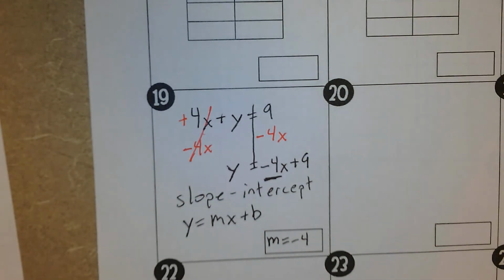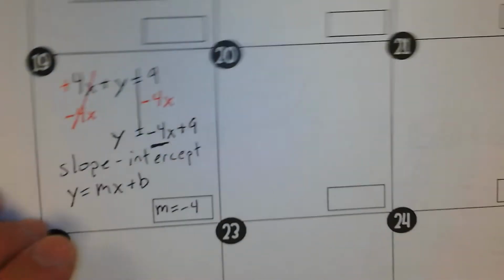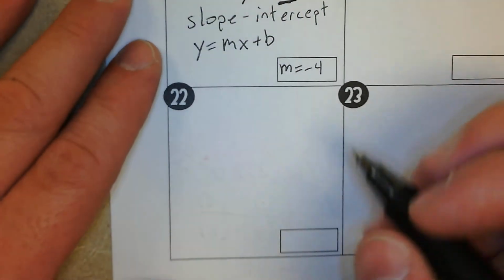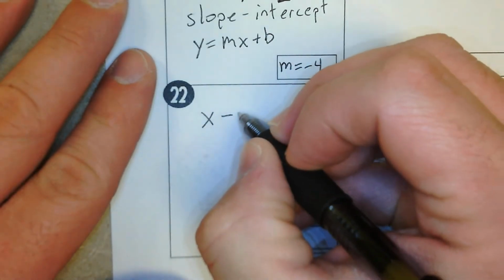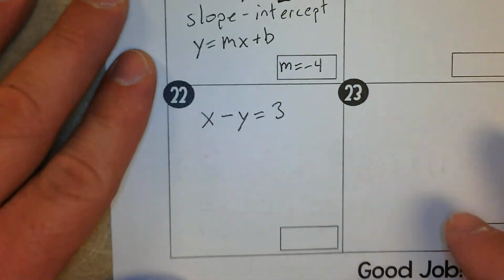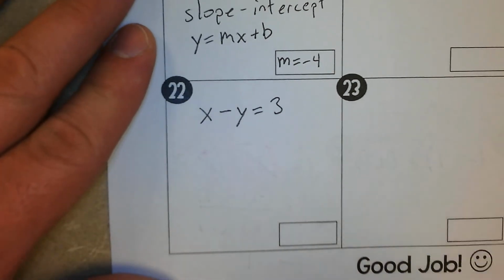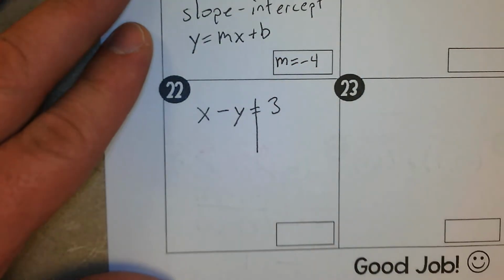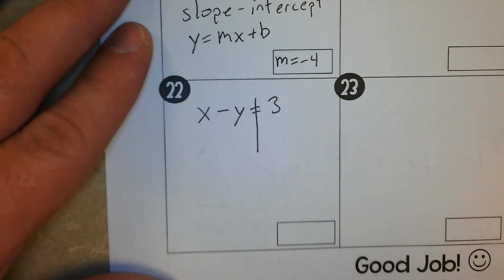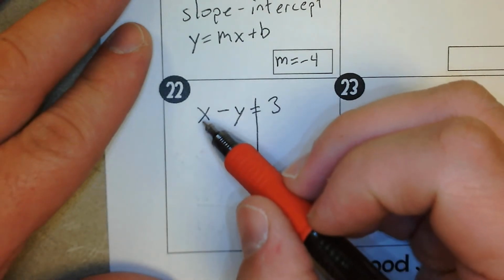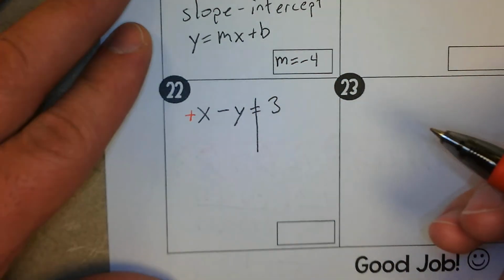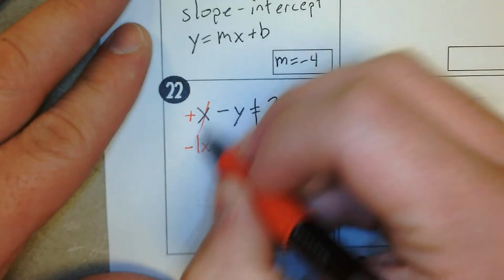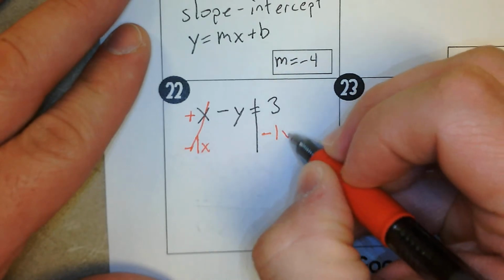I'll do another one for y'all. Let's do number 22. So number 22, we have the equation x minus y equals 3. I need to get y by itself. So the first thing I need to do, again, I'm treating this just like I would treat any other equation, except I'm solving for y, and I'm treating x as if it was just a number. Okay? I need to get rid of x. This is positive 1x. So to get rid of positive 1x, I have to subtract 1x. Those cancel. What I do to one side, I have to do to the other.